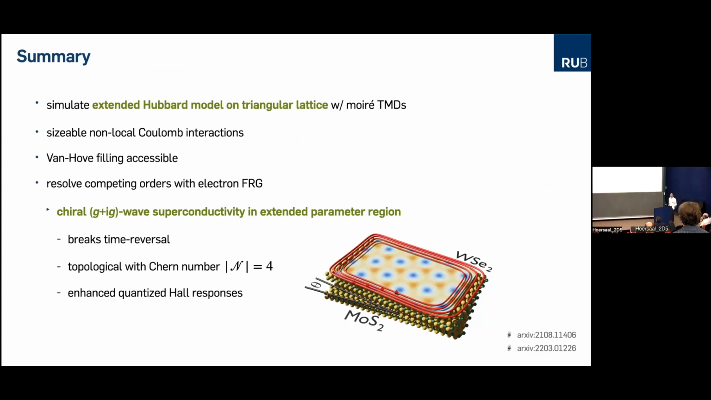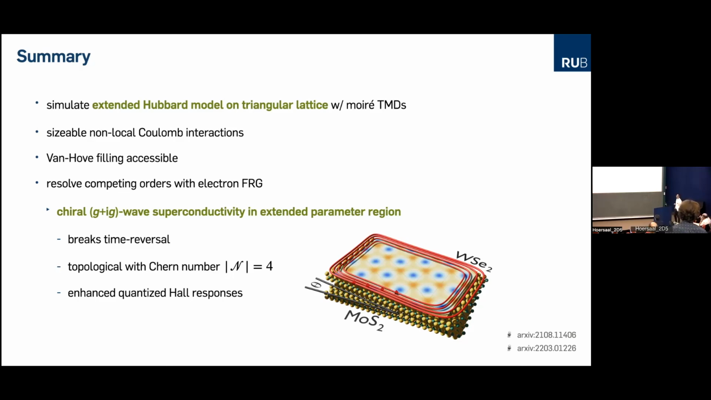So that brings me to the end of the talk. I did not really exceed it too much over the 12 o'clock lunchtime. Let me just briefly summarize. Basically, what we have found is that we can simulate an extended Hubbard model on the triangular lattice with Moiré transition metal dichalcogenides. We find that non-local Coulomb interactions, this has been found before, are likely to be relevant in these systems, and the Van Hove scenario is accessible.